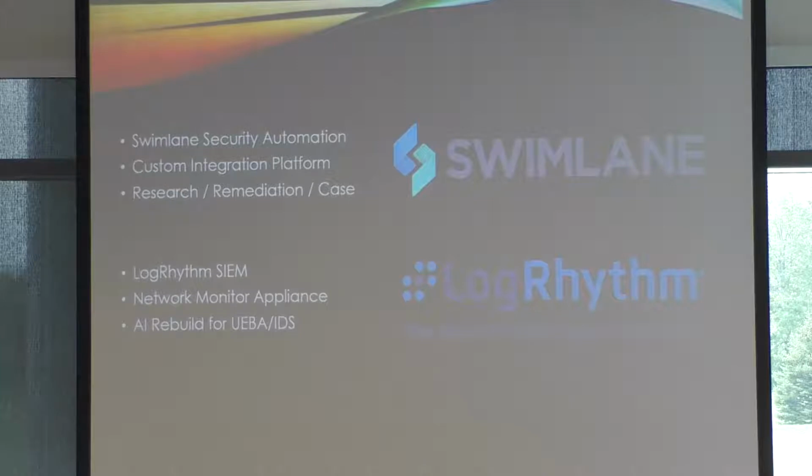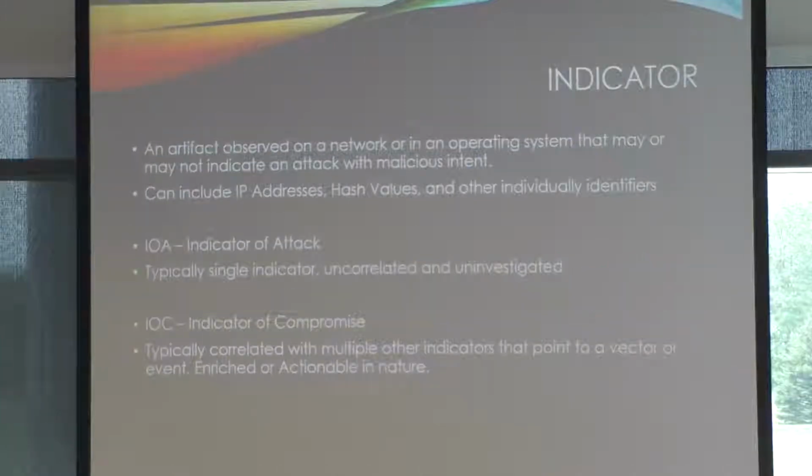We do that by prioritizing indicators. In the abstract, an indicator is really vague. It could be anything: an IP address, a hash value, a URL, any number of different things. But we're trying to enrich those from an IOA, which is an indicator of attack, which is usually just an isolated port scan or traffic that looks malformed. Any number of things can be an indicator of an attack ongoing.